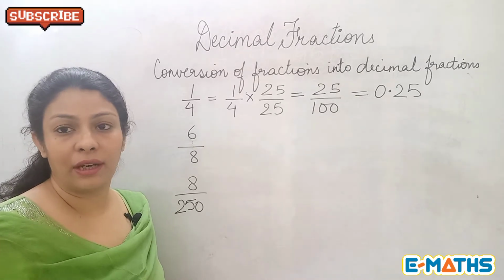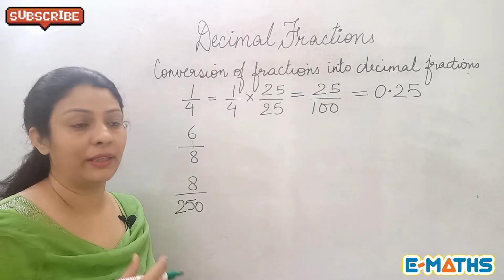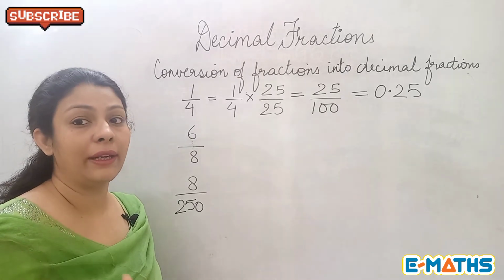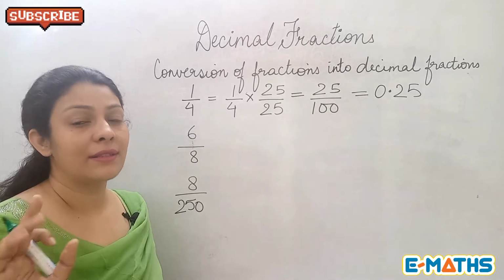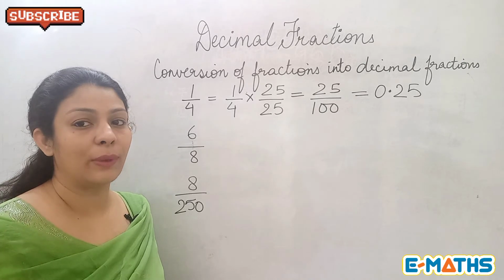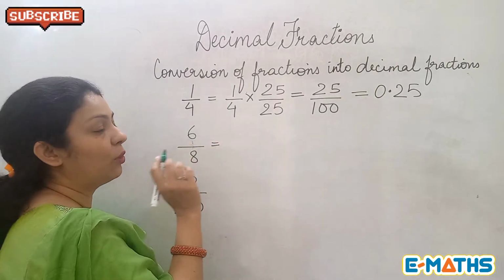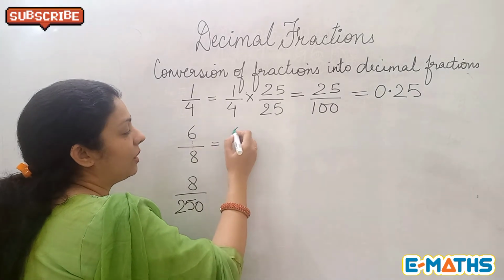And even 100 cannot be gotten if we multiply 8 by any number. But yes, if we multiply 8 by some number that will give us 1000, we can do that. Or there is one more way which I'll tell you later on. So let me do it like this.